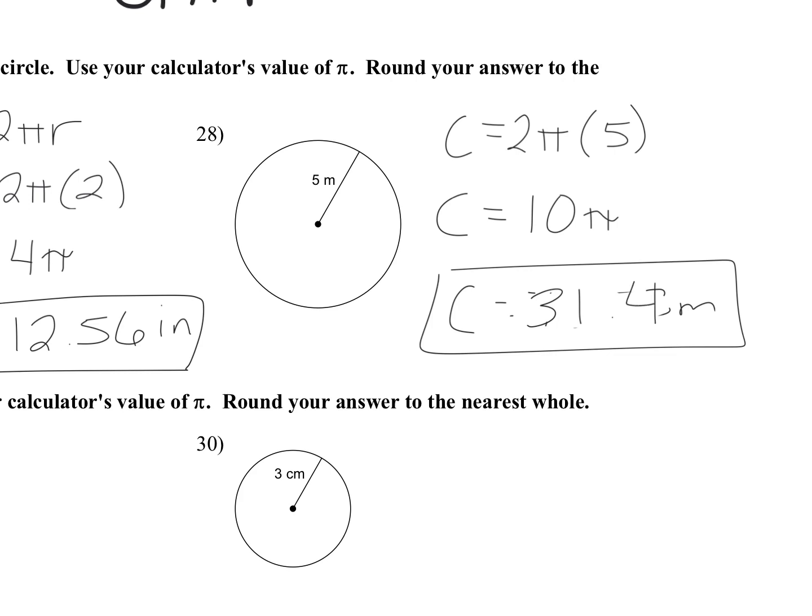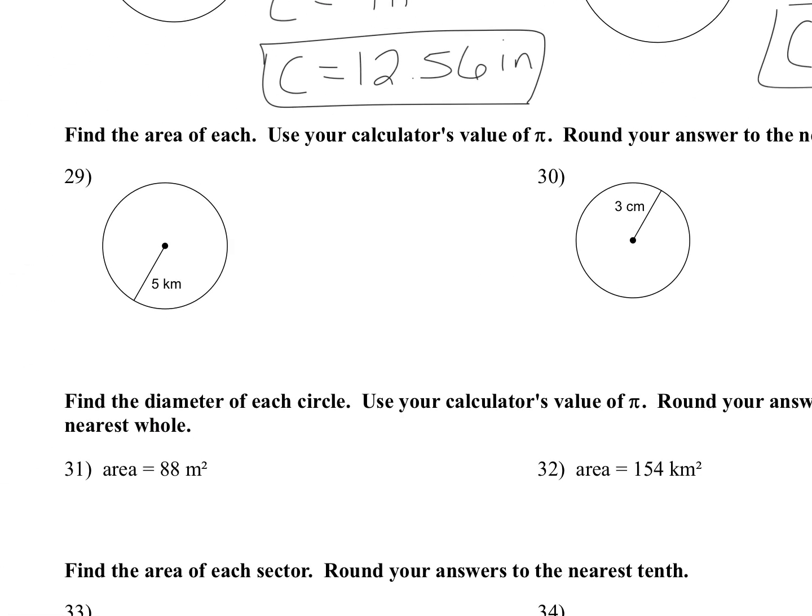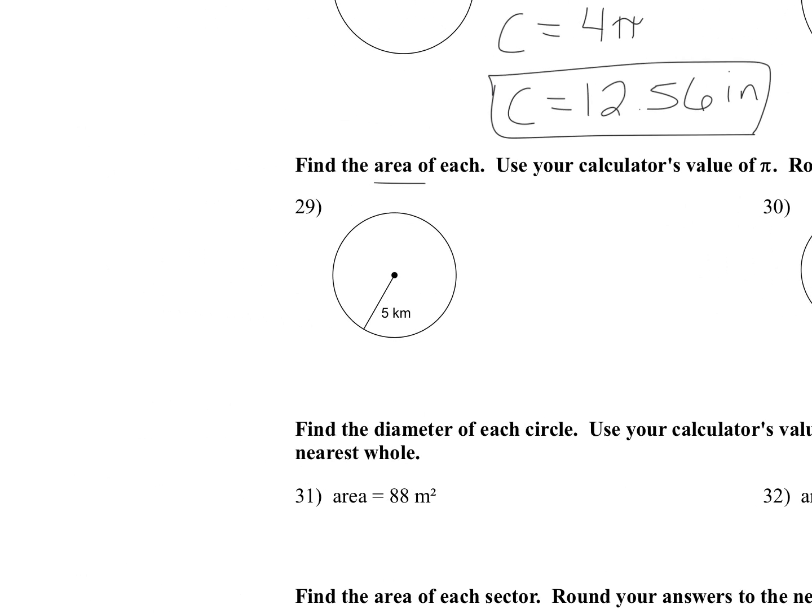Okay. Moving down, what's the next set of directions say? Can we just move on and keep doing circumference? No, read directions. What does it say? Area. What's the area formula? 2 pi r or pi r squared? Pi r squared. Write it down right next to those directions. Area equals pi r squared. Use the formula, plug in what you know.